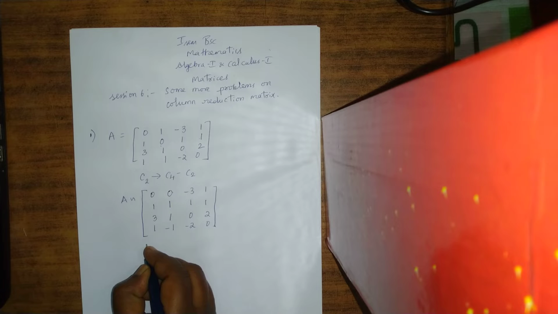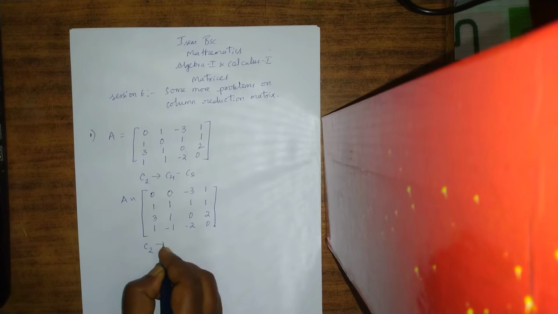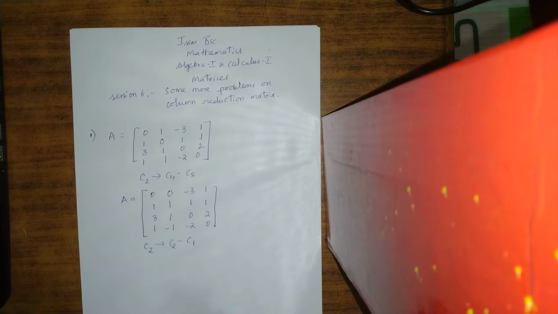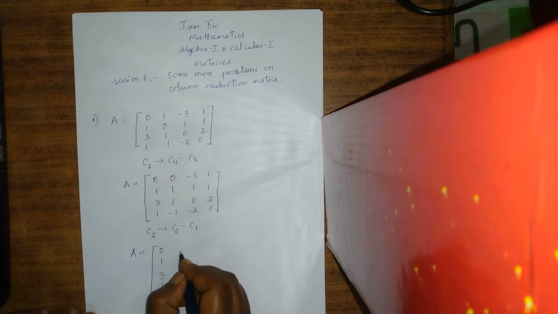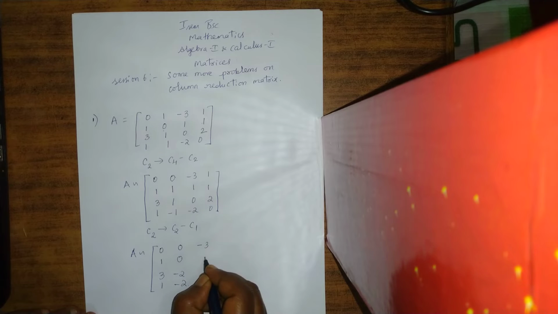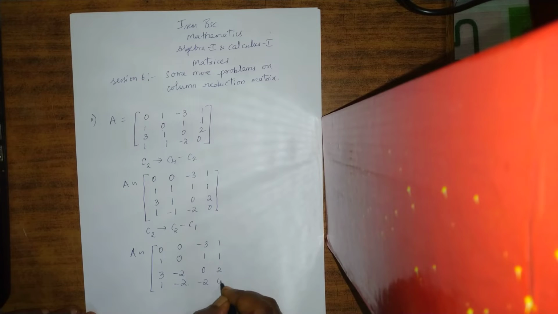Now let us alter C2 with respect to C1, that is C2 minus C1. What are we going to get? The matrix A becomes, C1 is unaltered, so it remains 0, 1, 3, 1. And C2 is 0 minus 0 is 0, 1 minus 1 is 0, 1 minus 3 is minus 2, and minus 1 is again minus 2. The third column is as it is, minus 3, 1, 0, minus 2. The last column is 1, 1, 2, 0.